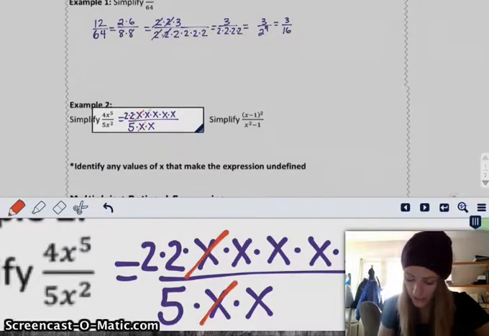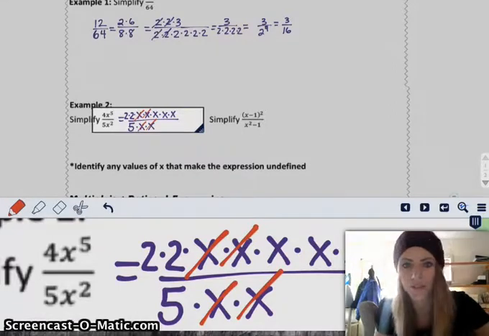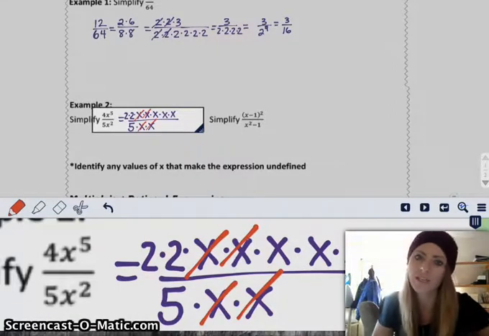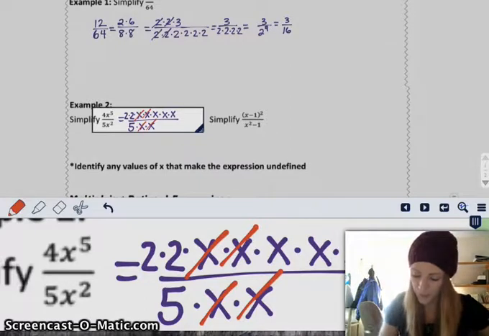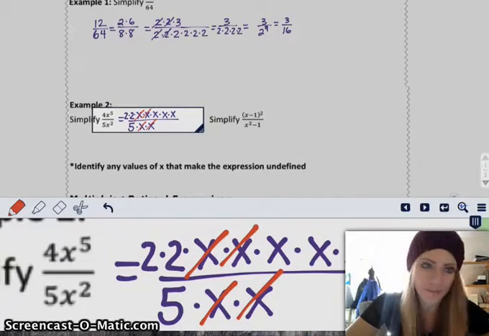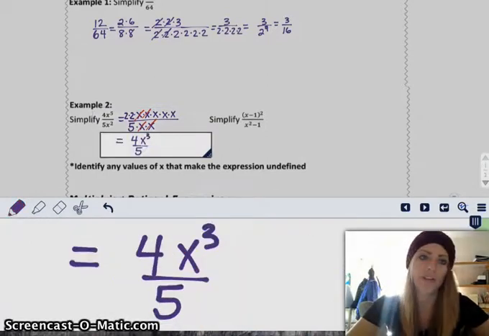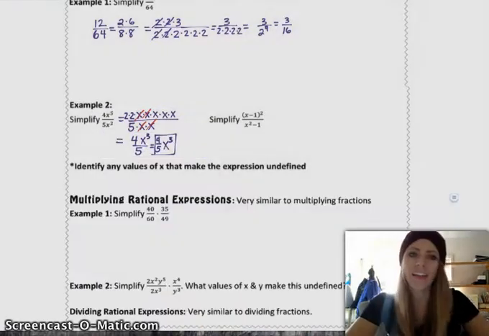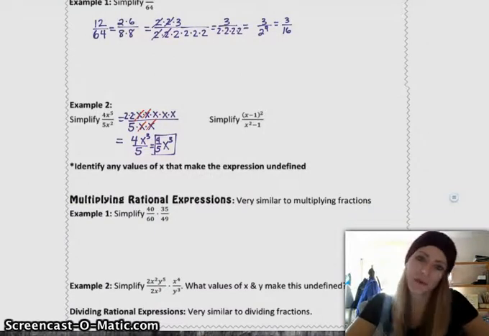We can only cancel out an x and another x. And then we're left with 2 times 2 times x times x times x over 5. So that then becomes 4 times x cubed over 5, which you can also write as 4/5 x to the third. Okay, then we go to the next problem.